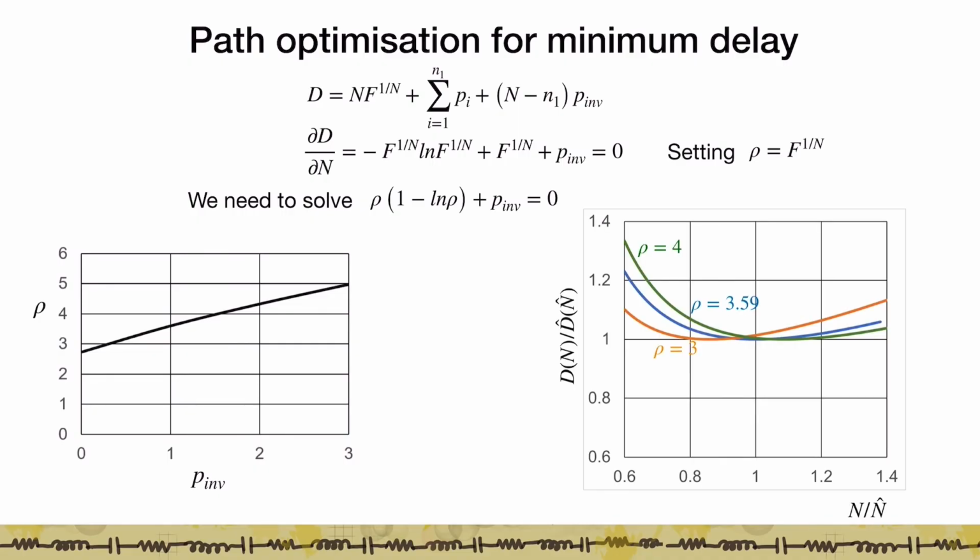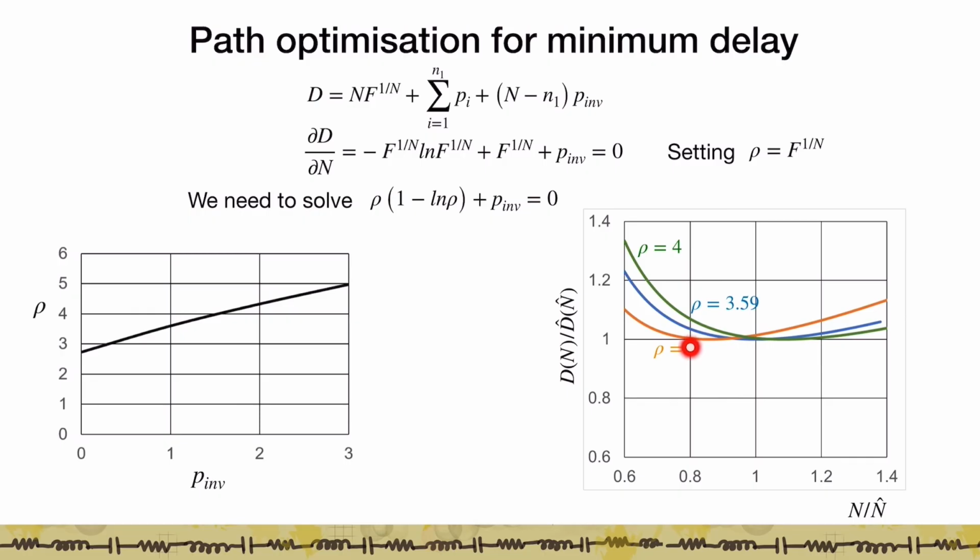If you now look at this function, for example for p_inverter equal to 1, this 3.6 something is the minimum value for rho. And now if you look at the value of this function around this optimal value of rho, what we see, if I plot the function around the optimized function versus the ratio of n to the optimized number of n, is that this is the way the function looks.